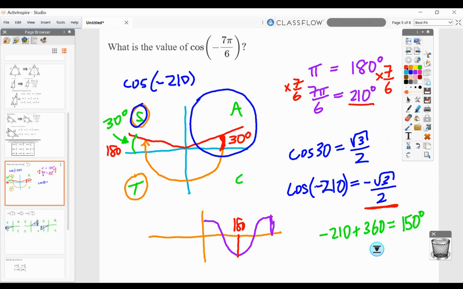So that will fit up with the graph I've drawn there. So 150 degrees would be about here. Would be about here, 150 degrees. And it would give us that solution I've marked out.